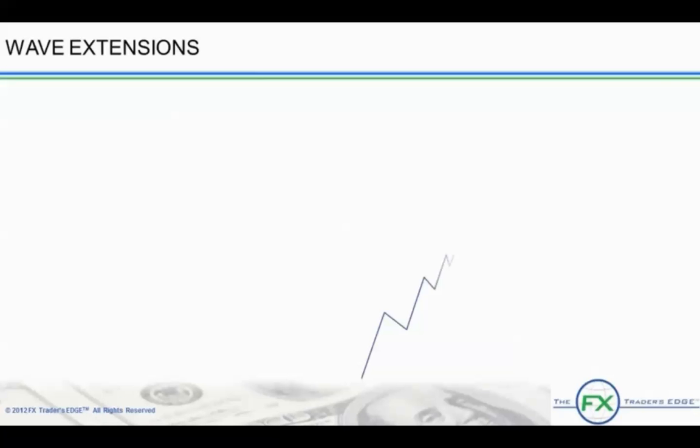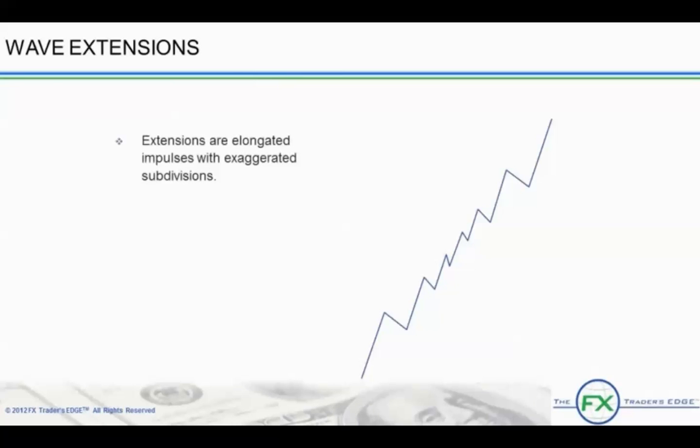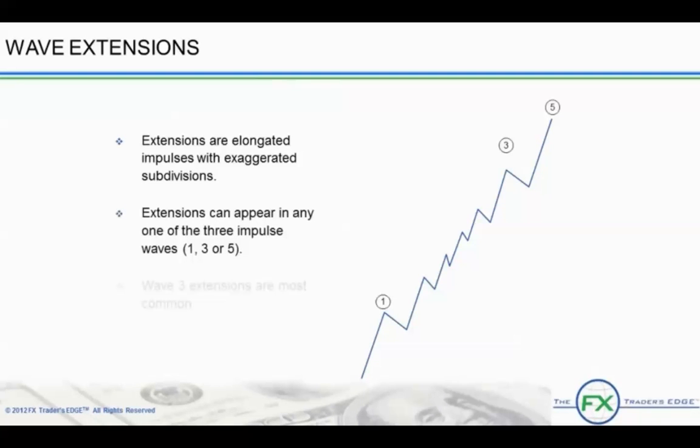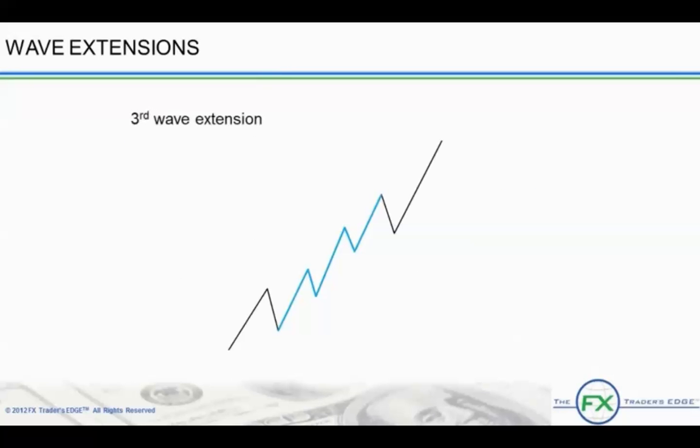When the impulse wave seems to go on and on and on, it is called an extension. Extensions are elongated impulses with exaggerated subdivisions. Extensions can appear in any one of the 3 impulse waves, 1, 3, or 5. However, wave 3 extensions are the most common since it is usually the strongest and the longest impulse wave of the 3. In this example, the 3rd wave extension is a 9-wave sequence.